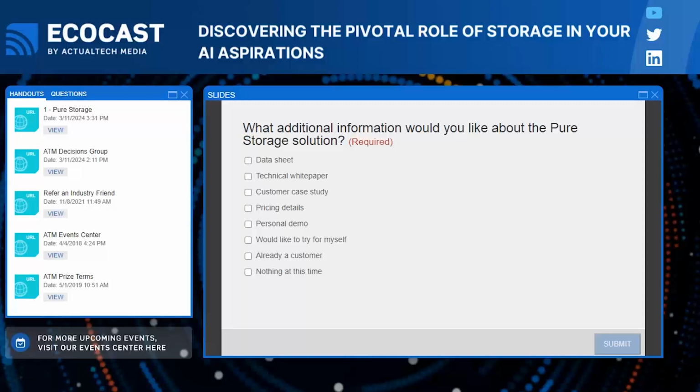So we have got a number of them coming in, and I'm going to throw this open to whoever wants to take these. First question is from Babu. He says, what are the key ways in which storage infrastructure impacts the success of AI initiatives? And how does it influence factors such as data accessibility, processing speed, and scalability? Who would like to take that one?